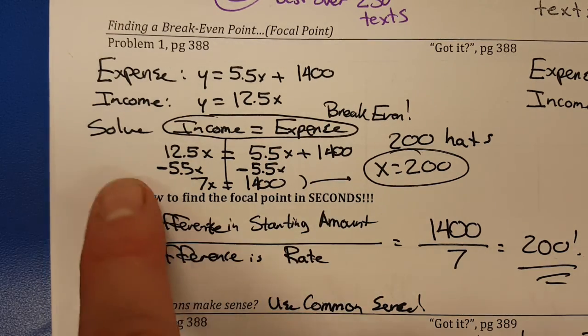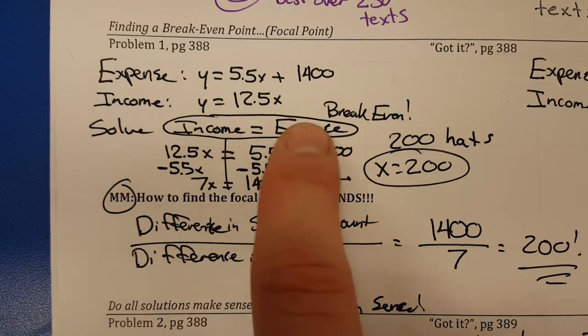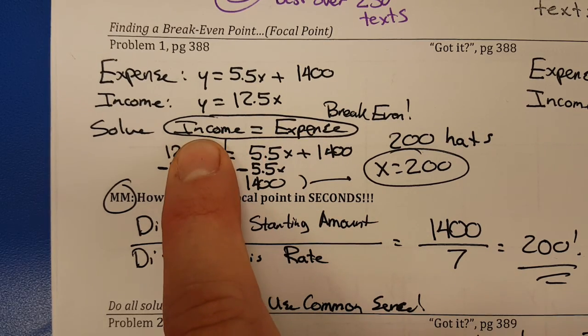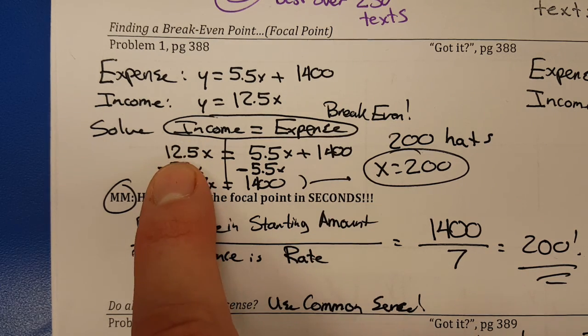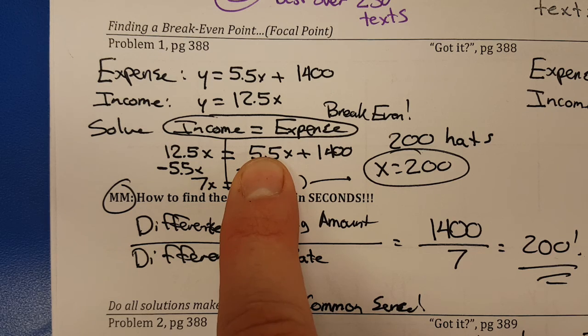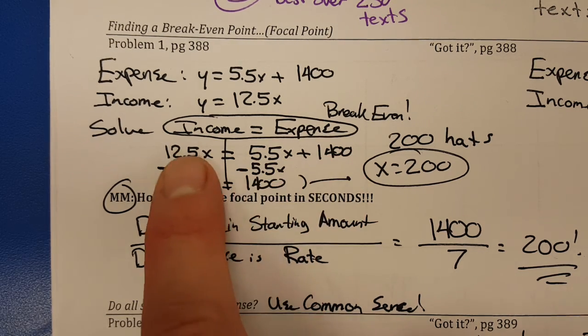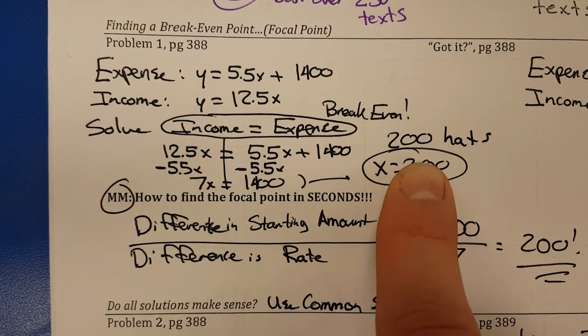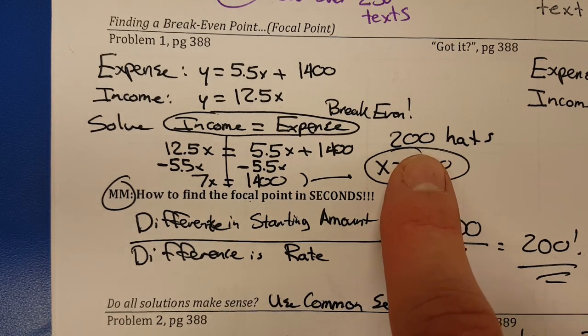So how would we solve this with algebra? Well, when do your expenses equal your income? Physically set them equal to each other. When does the income equal the expense? Let's figure out when they break even. Income was $12.50 a hat, and then it cost you $5.50 a hat plus the $1,400 for advertising. One step, two step, 200, okay? 200 hats is when you break even, so that's the goal. You obviously want to break even at least. Anything after that, you're going to start making money.